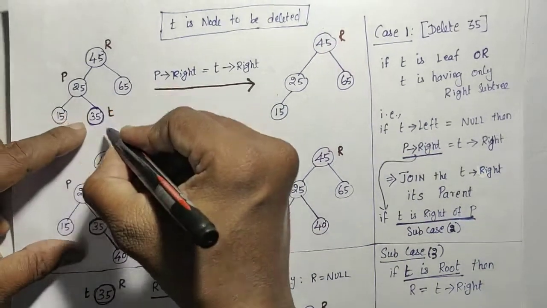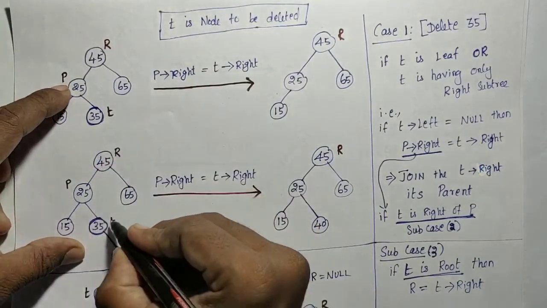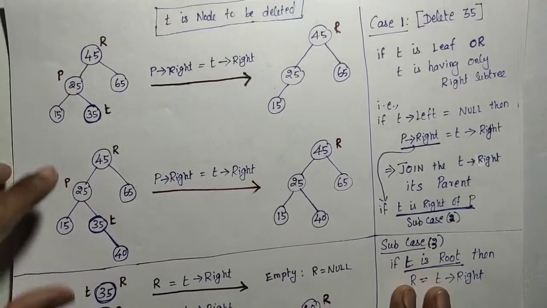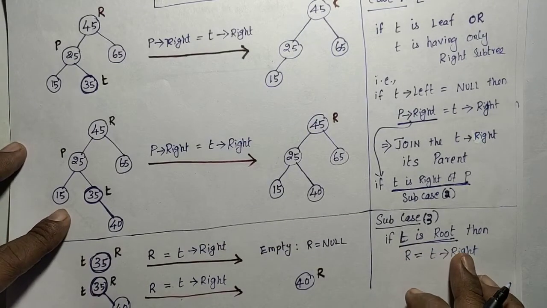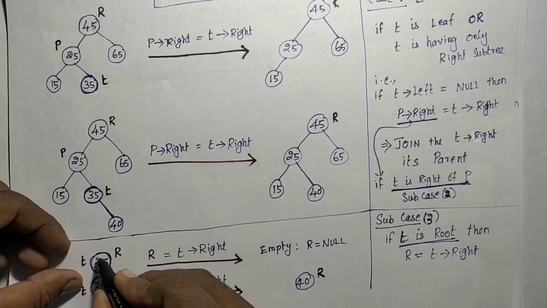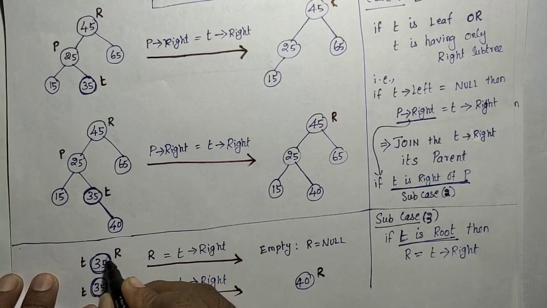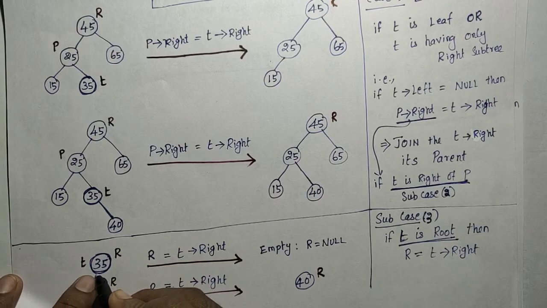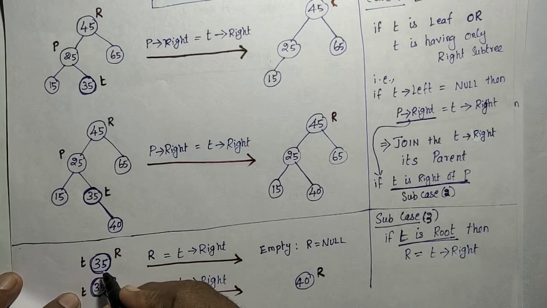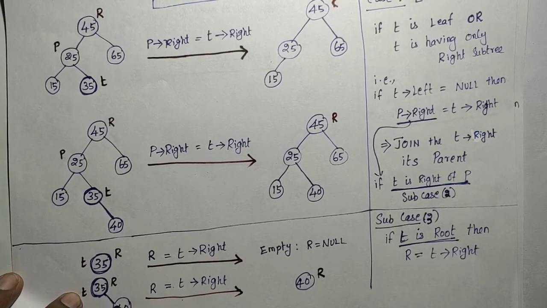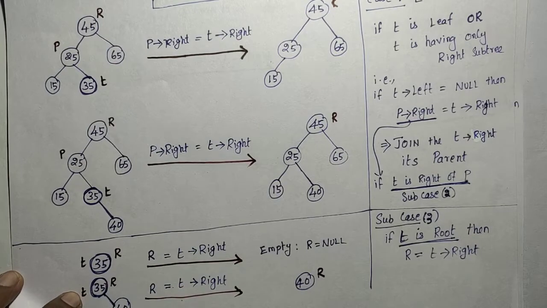But here t is a right of the p. The third case is t is a root. T is a root means while starting the search, here I wanted to delete the 35, and 35 is present in the root. And the t is not having the left child. It means it may have the right subtree, or the right subtree also may be null. So these are the 3 subcases in case 1 itself.